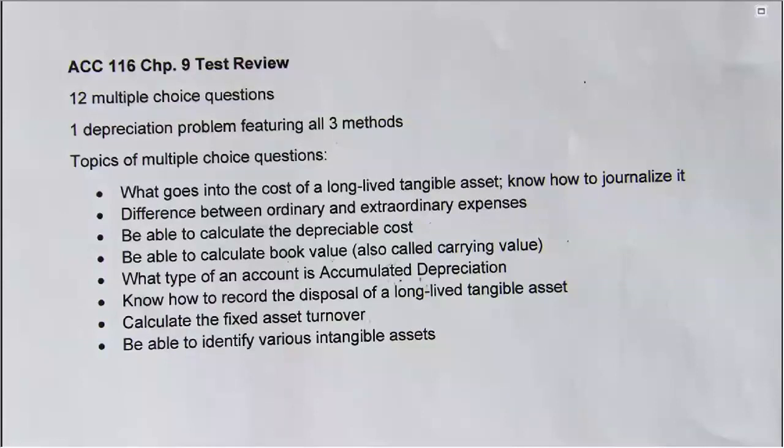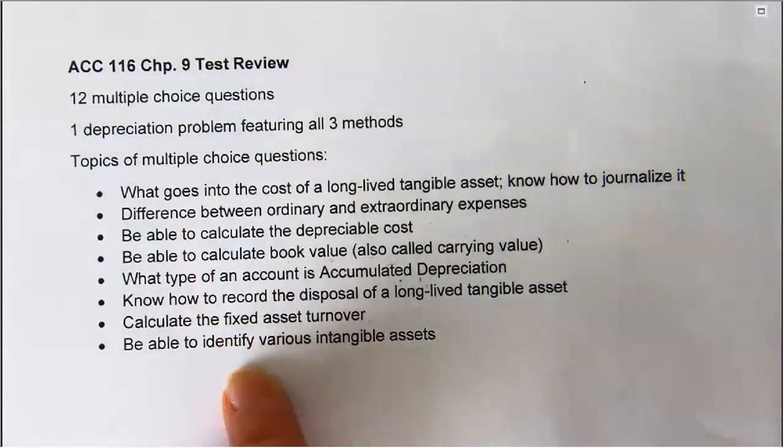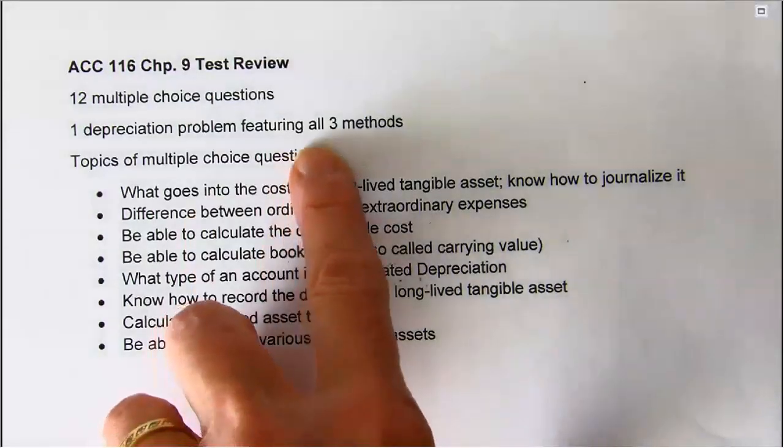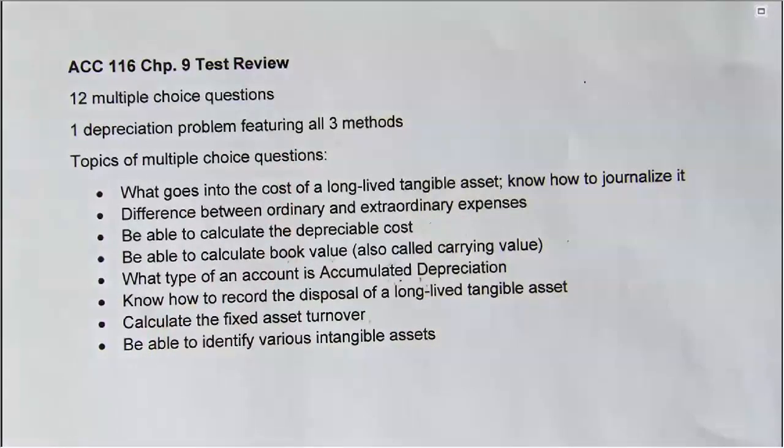Yeah. So this doesn't have really complicated multiple choice questions where you really need to review the format. We'll go over the topics in a moment, but there are 12 of those. But there's one depreciation problem that features all methods. Now, we did 9-6 in class, E9-6. But then if you look at Chapter 9 in the Chapter 9 folder in Blackboard, there's a demonstration of E9-7. It's a very similar problem using all 3 methods.